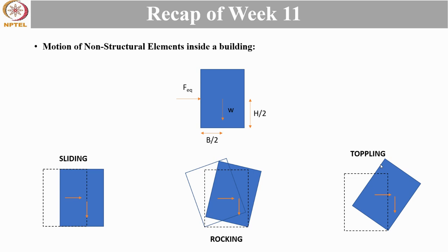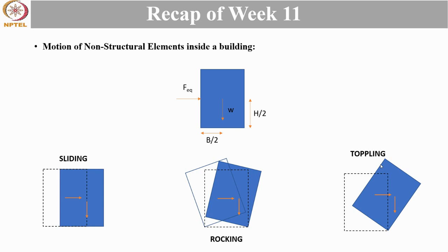Now, how can non-structural elements get affected due to vibration? There are three possible motions they can undergo. First is sliding, that can happen if the force due to ground motion exceeds the frictional resisting force. Second is rocking, where a non-structural element will just deform around its base, and this can happen when the frictional resisting force dominates, but the moment due to ground motion exceeds the self-weight moment.